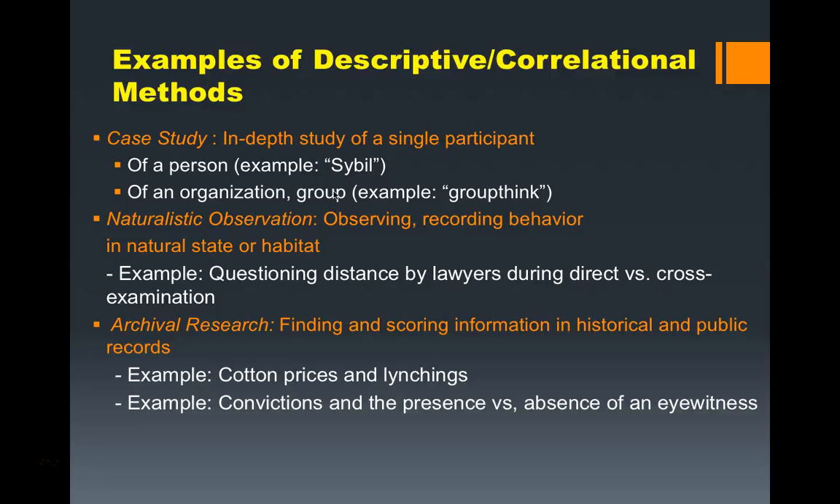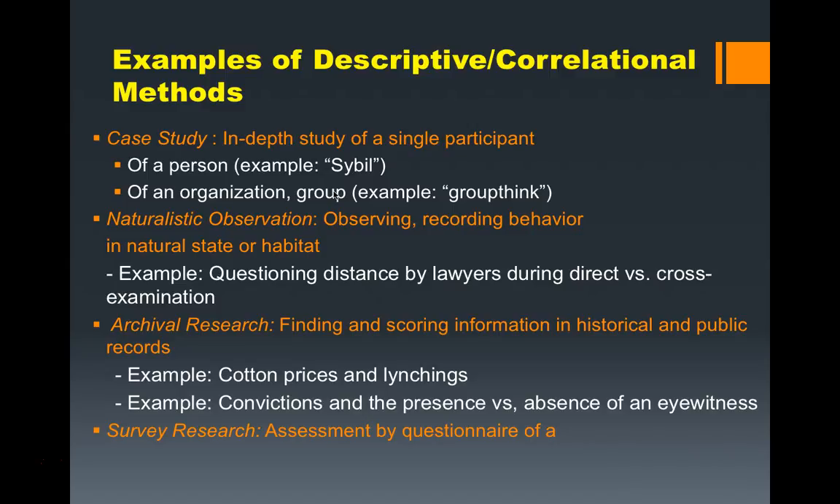You might do archival research where you go to the records and look at a number of cases, many trials. Look at whether there was a conviction or an acquittal, and then look at whether or not there was an eyewitness in that case. You might find that the conviction rate was higher when there was an eyewitness compared to when there wasn't an eyewitness. So you would have found indeed a correlation between the presence or absence of an eyewitness and whether or not there was a conviction.